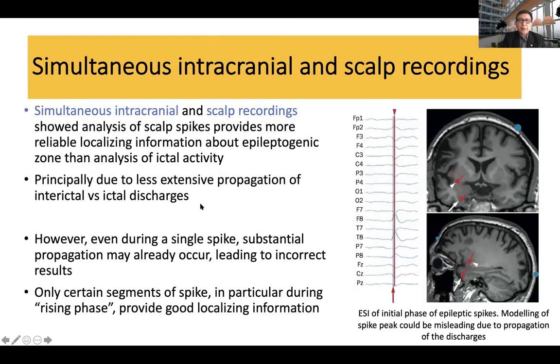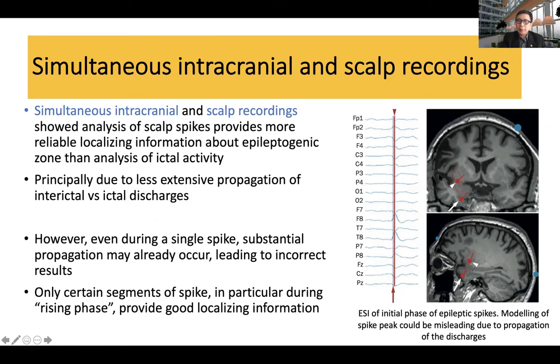So simultaneous intracranial and scalp recording shows that analysis of the interictal spike provides more reliable localizing information about the epileptogenic zone than analysis of the ictal activity, principally due to less extensive propagation of the interictal compared with the ictal discharge. However, even when we look at a single spike, substantial propagation may already occur, leading to an incorrect result.